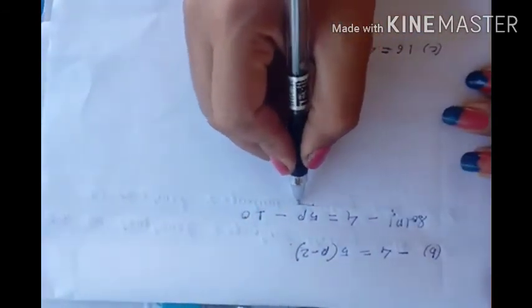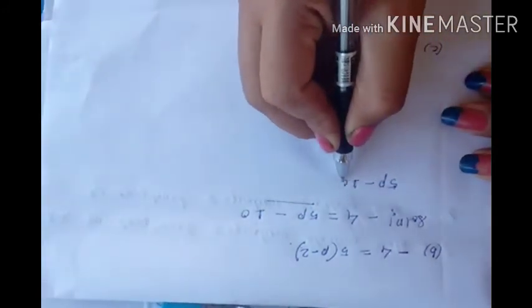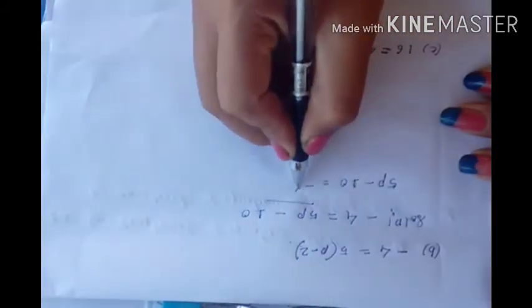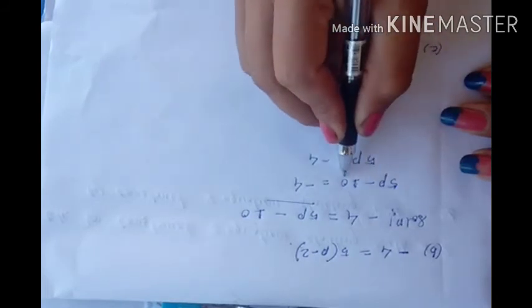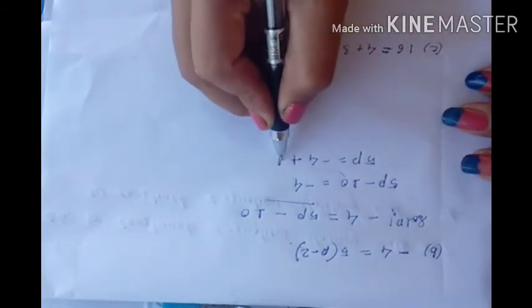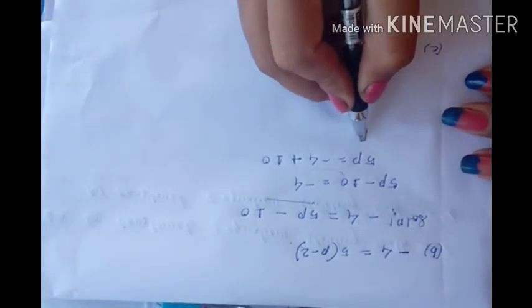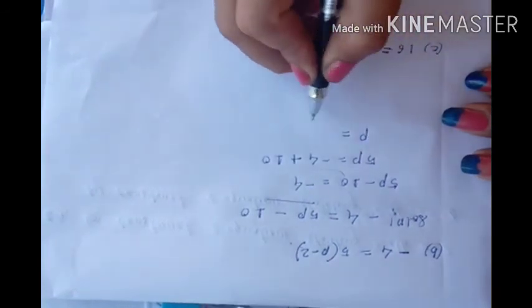Now on the right hand side we can see the variable, so I will write this on the left hand side. Now minus 4, don't forget to give this minus 4. Now 5p is equal to minus 4, and here it is minus 10. This minus 10 will go to the right hand side and it will become plus 10. Now p also we need to convert to this side.